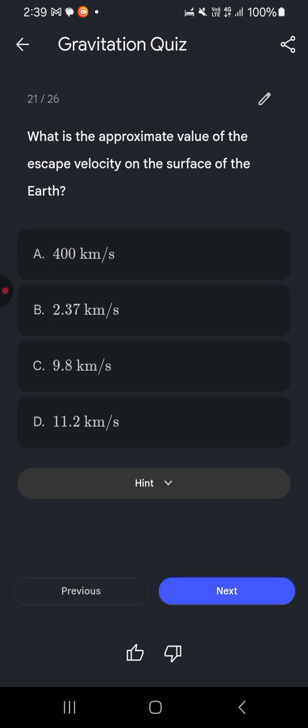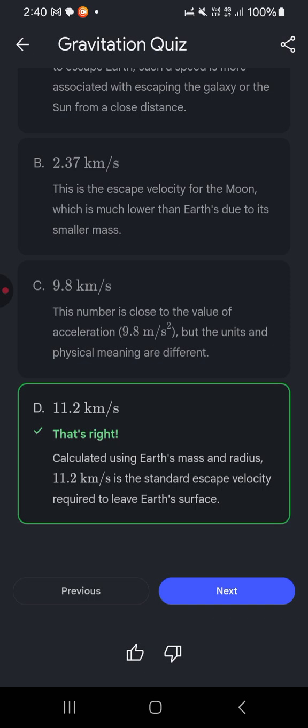What is the approximate value of the escape velocity on the surface of the Earth? The correct option will be D. 11.2 kilometer per second. 11.2 kilometer per second is the standard escape velocity required to leave Earth's surface.